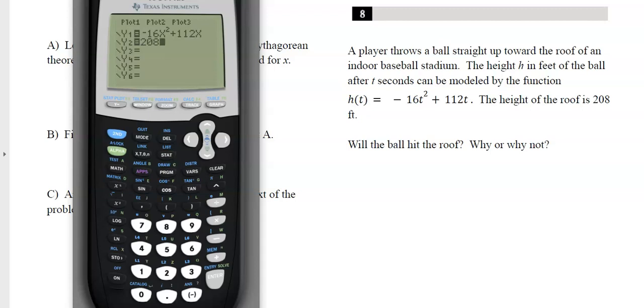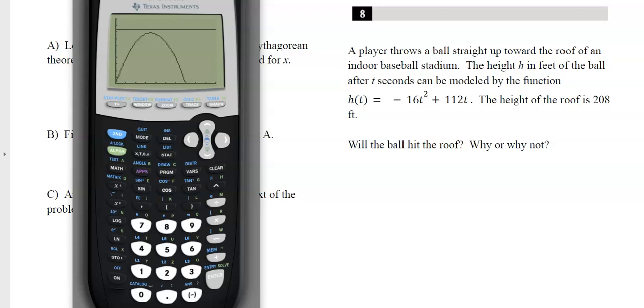Now, I better change my window because I know in the last problem we only went to 25. So let's go from, we're throwing a ball, so we'll keep it under 10 seconds. Go by ones. And then we need to go to at least like 250 to see if it goes that high. Maybe we'll go by 25s. And let's graph it. So there's the ball. Ooh, there's the roof. We never hit it. So this one fell a little bit short.